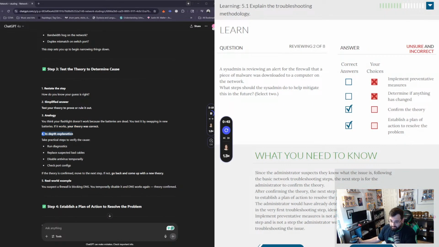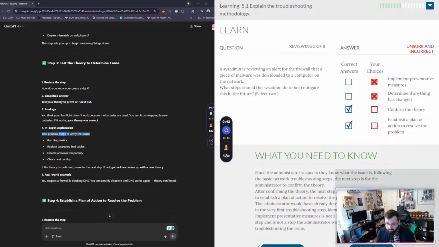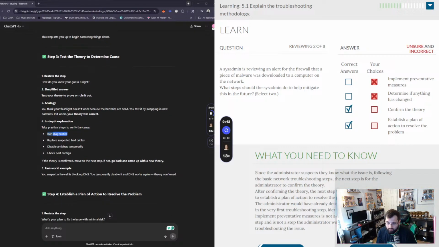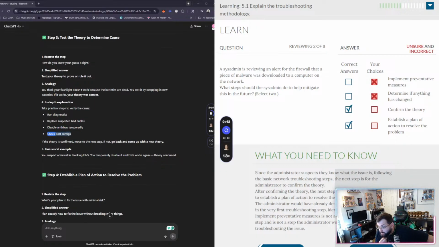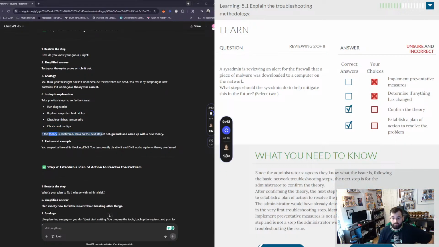4. In-depth explanation. Take practical steps to verify the cause. Run diagnostics. Replace suspected bad cables. Disable antivirus temporarily. Check port configs. If the theory is confirmed, move to the next step. If not, go back and come up with a new theory.